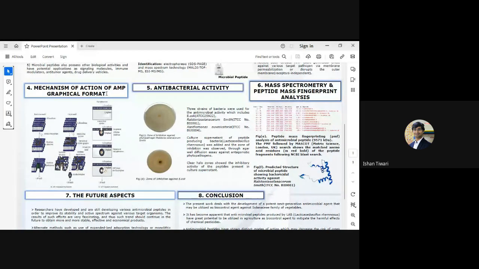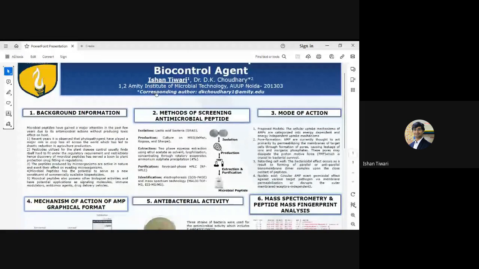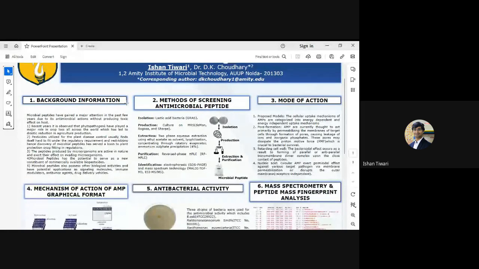As shown in the diagram, the antimicrobial peptide works as a barrel stave model or carpet model, which in brief creates pores and extrudes the cell organelles, due to which it causes cell death. We have isolated the Lactobacillus species from milk, cultured on MRS media, extracted, purified and identified.